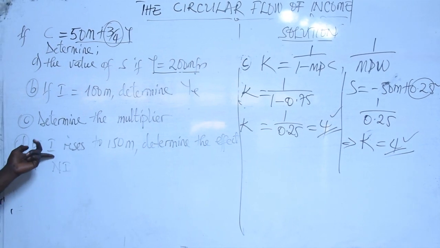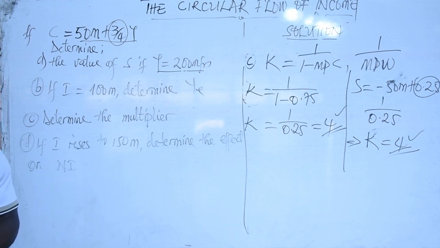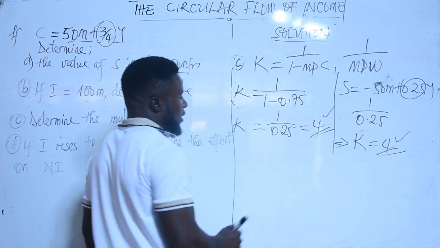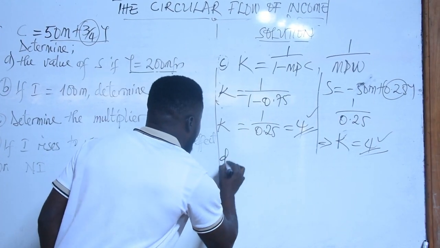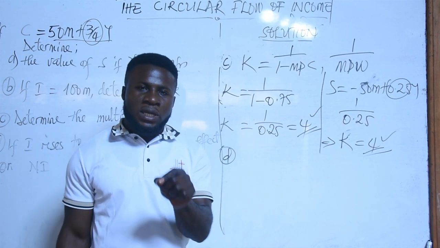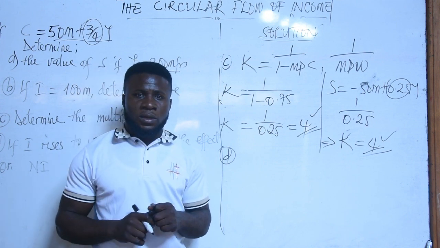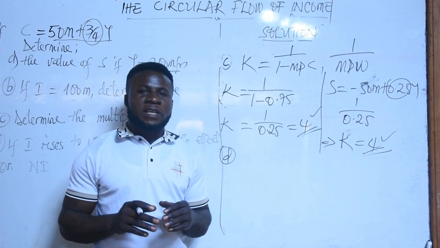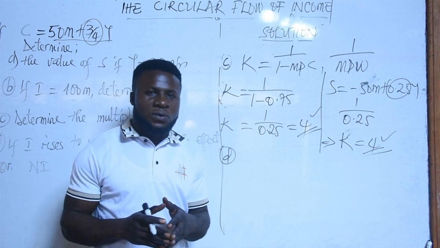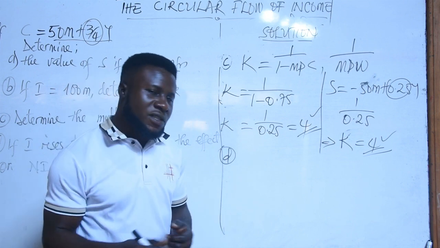D says if investment rises to 150 million, determine the effect on national income. When they say that something has risen to, it means that we are using the final destination, the final value to work with. You understand? But if they say that it has risen by, it shows that it has changed by a particular value. So they have said our investment has risen to 150 million.